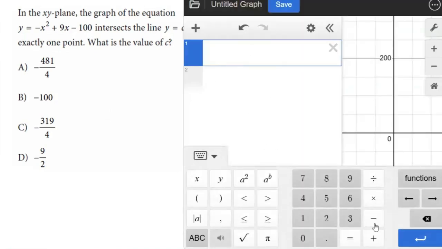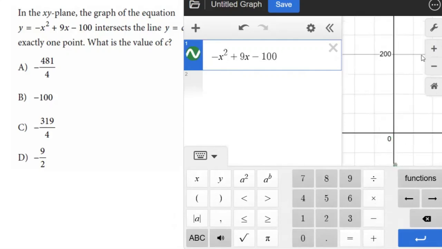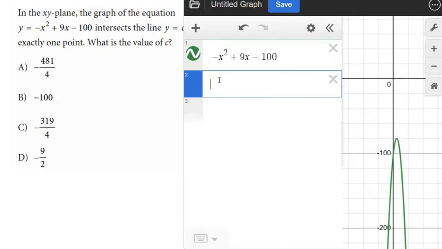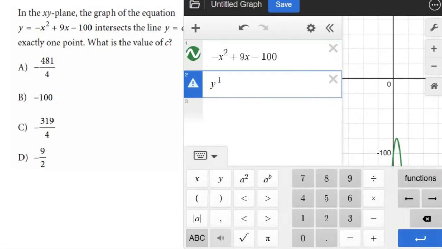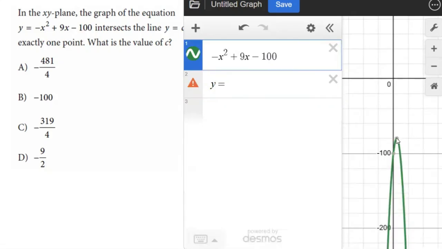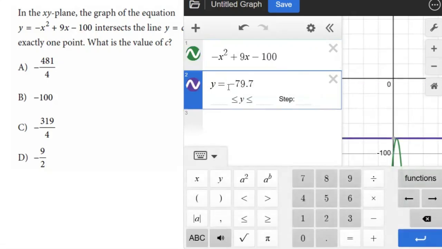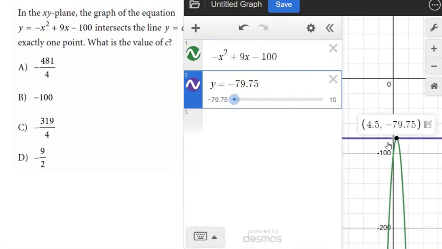So I'm going to sketch this parabola quickly. Minus x squared plus 9x minus 100. Okay, you can see this is the parabola. So this is the maximum point. Well, this can actually give you the exact value. You can check, because look, this is actually the answer. Y equals, what was the value? Let me just write it again. Minus 79.75. So this is the answer, because you can see this line touches the curve at exactly 1 point.